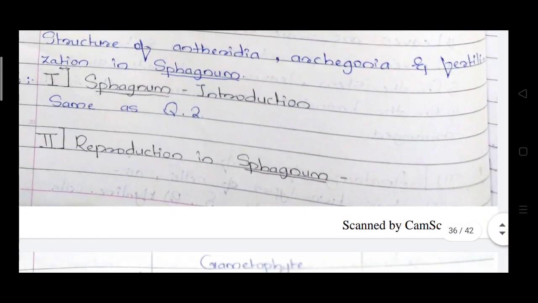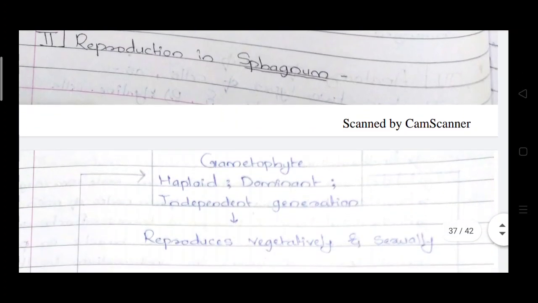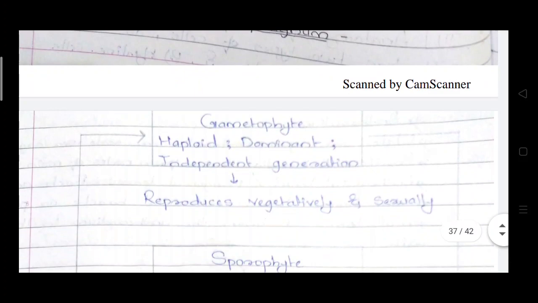So as you know, at first you have to mention the introductory part of Sphagnum and then move towards the reproduction in Sphagnum.